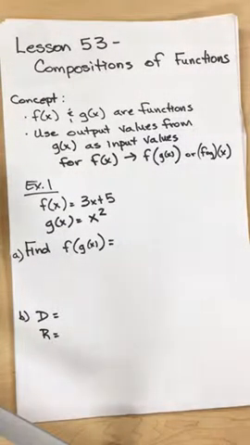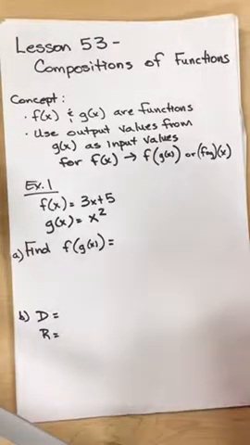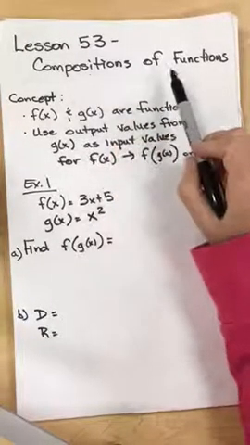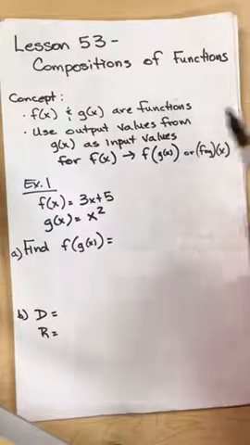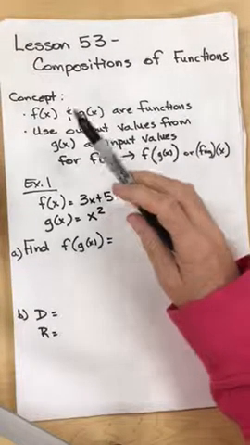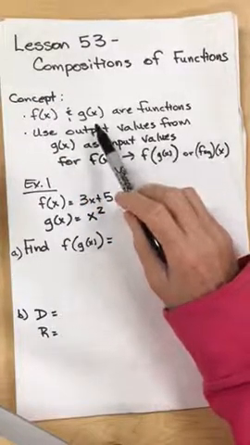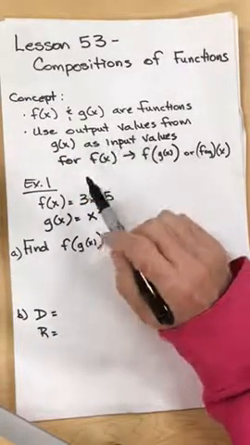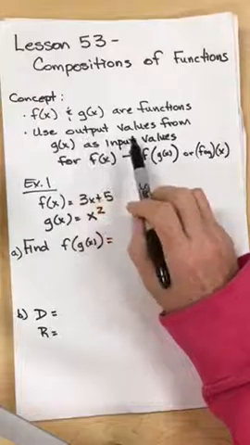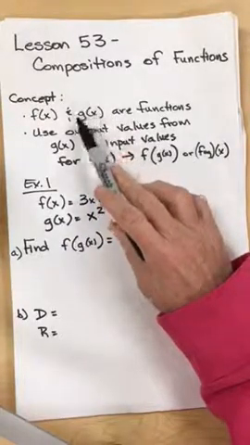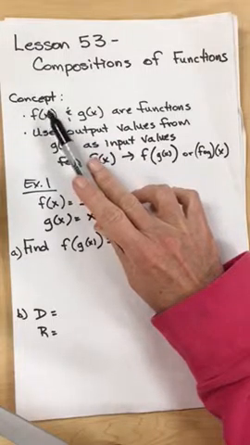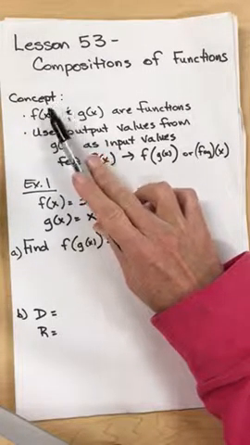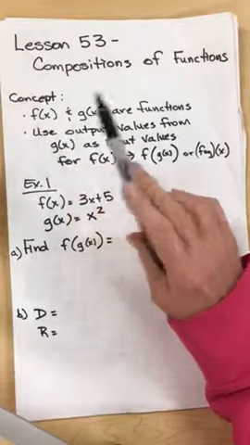Alrighty, today we are working on lesson 53 in the Algebra 2 book, and we're talking about compositions of functions. The whole concept here is that we know what functions are, and we have f of x and g of x, which are both functions. And we want to use the output values from g of x and put them in to f of x, using them as input values for f of x.